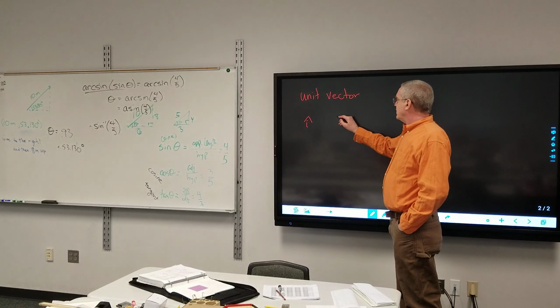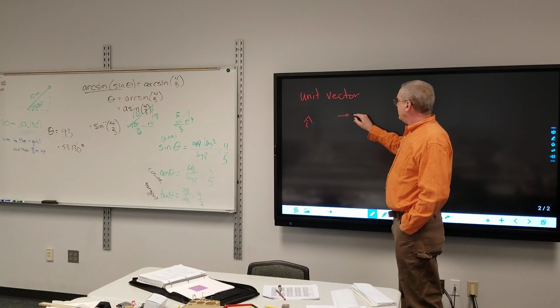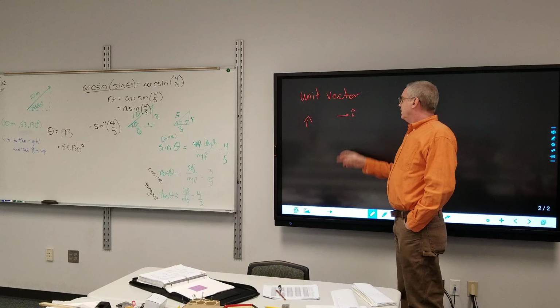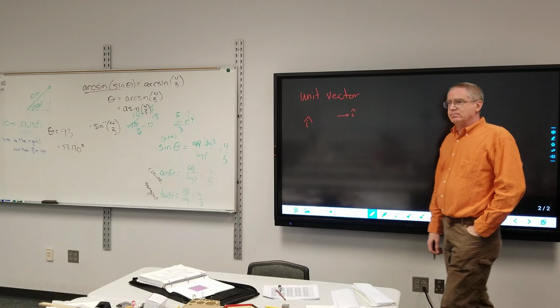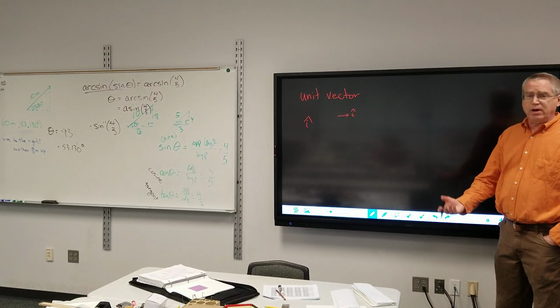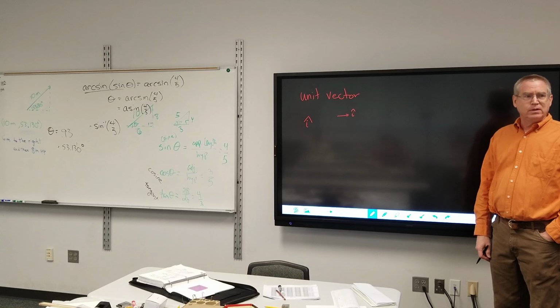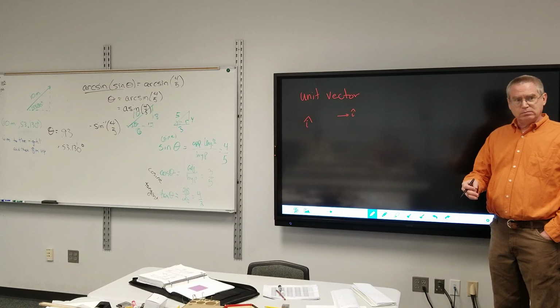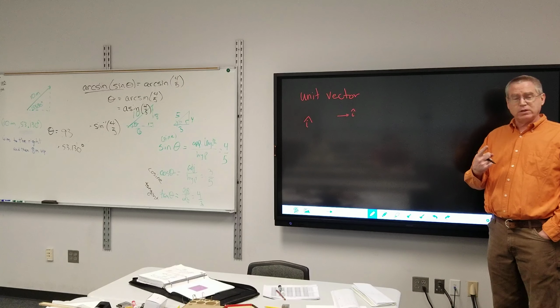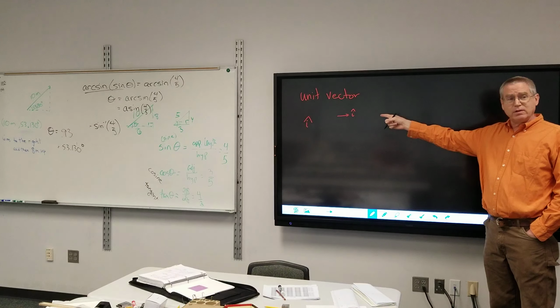So I'm just going to draw a little arrow to the right and put a little i hat right there, to indicate that i hat is the same thing as saying to the right. I could have made i hat to the left. So i hat is a unit vector, has a magnitude of 1 and a direction of to the right because I said so.